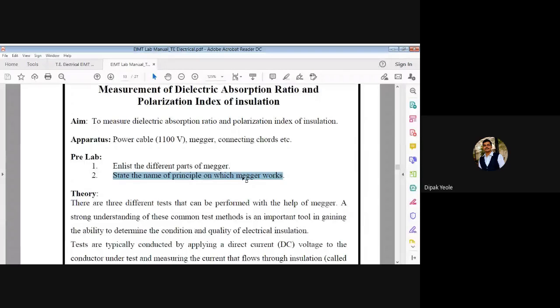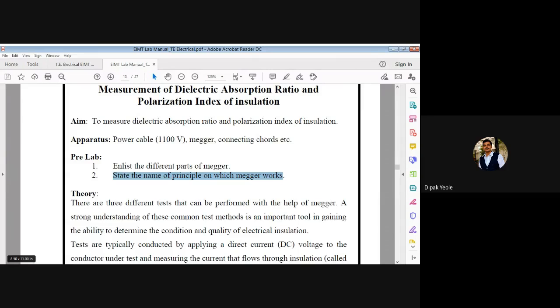By rotation of the handle, we can generate electricity, and this generated electricity is DC. That I have to make clear. So the voltage generated will be DC voltage. I told you that 500 or sometimes 1000 volt DC can be produced. So this is nothing but the hand-driven generator called the Megger.